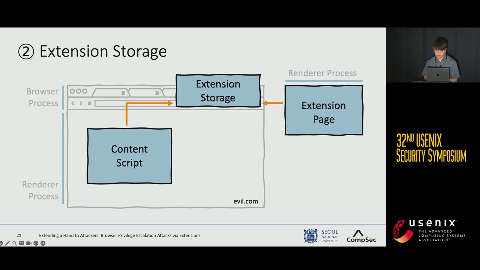And furthermore, there is a persistent data storage for extensions called extension storages. Both the extension page and content script can access these storages. Let's bring the attacker RW back into the picture. Since the content script can access the extension storages, so can the renderer process, so can the attacker.